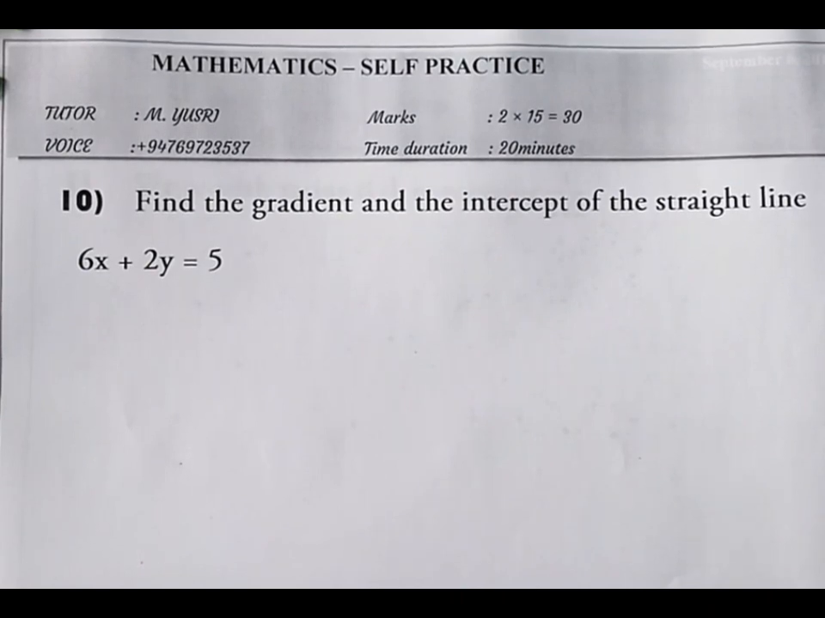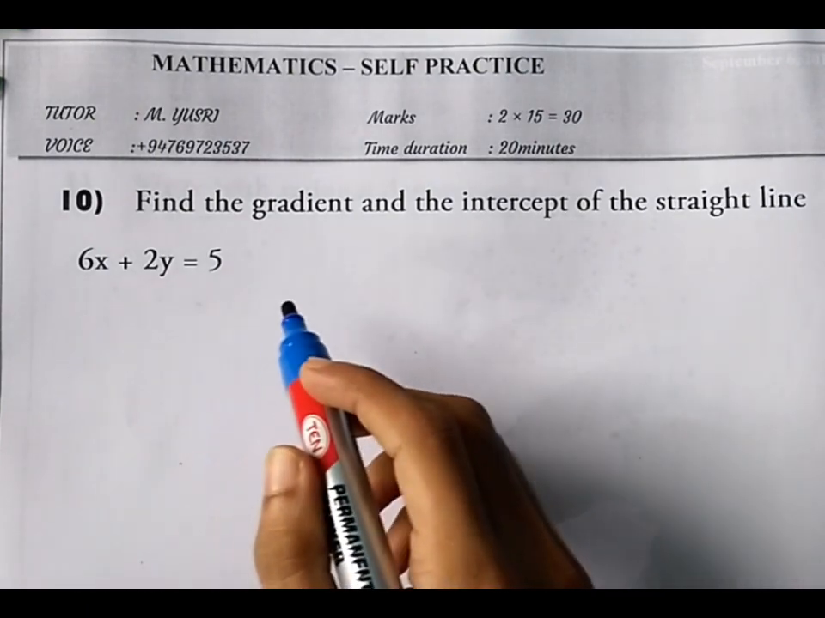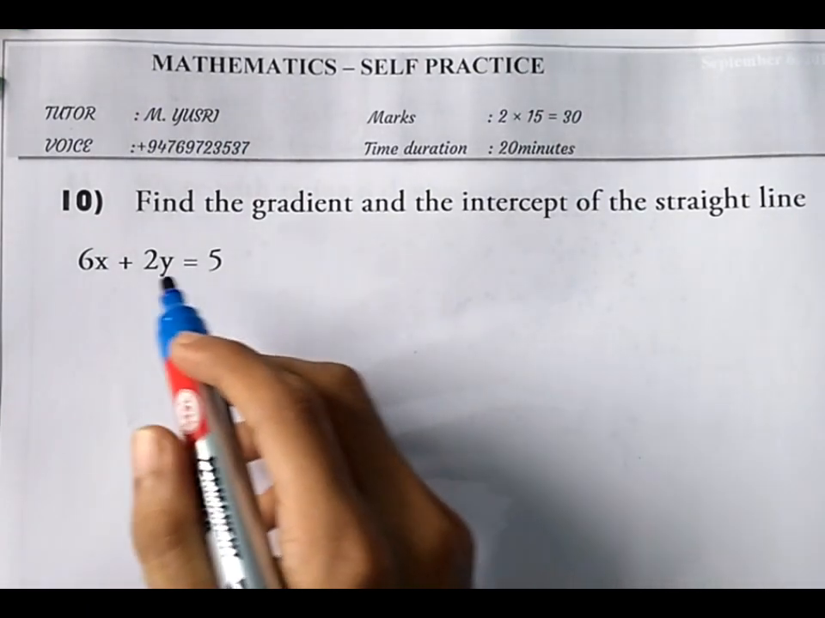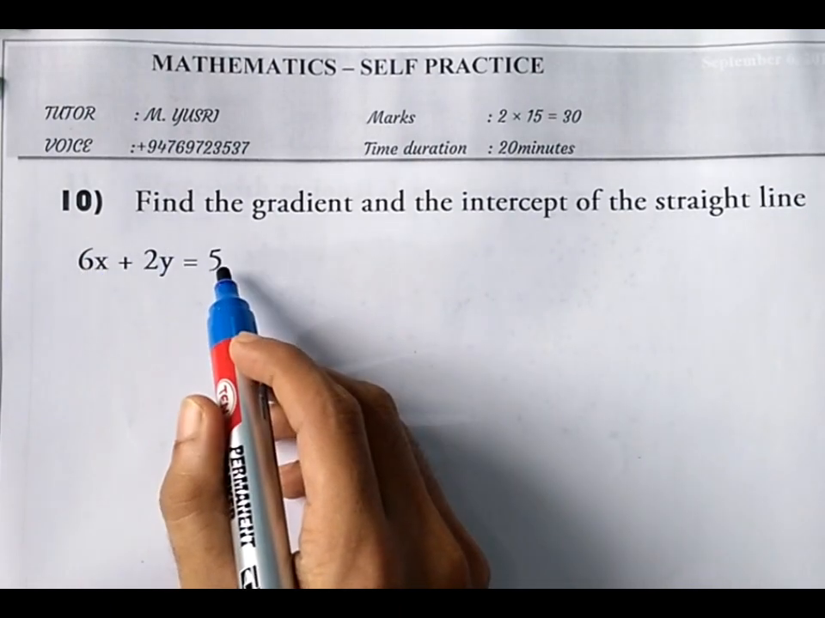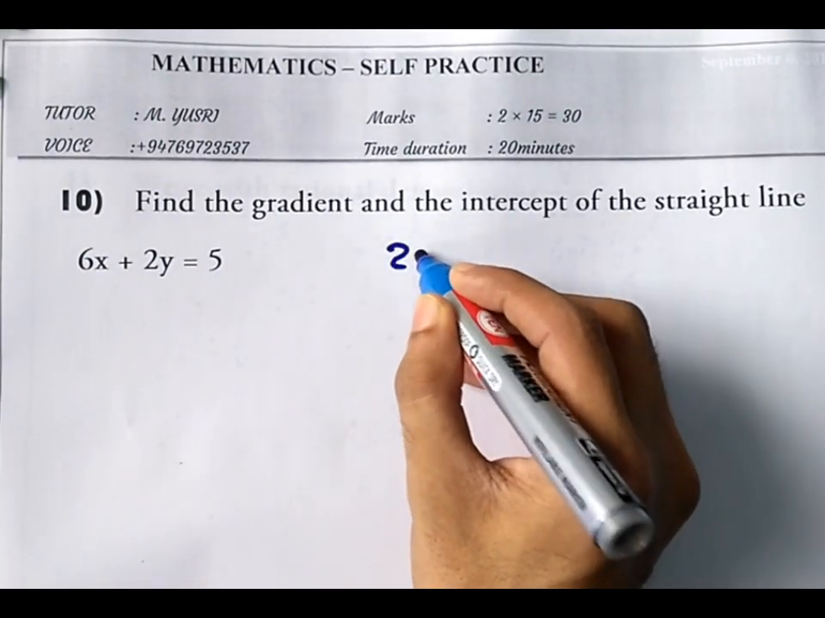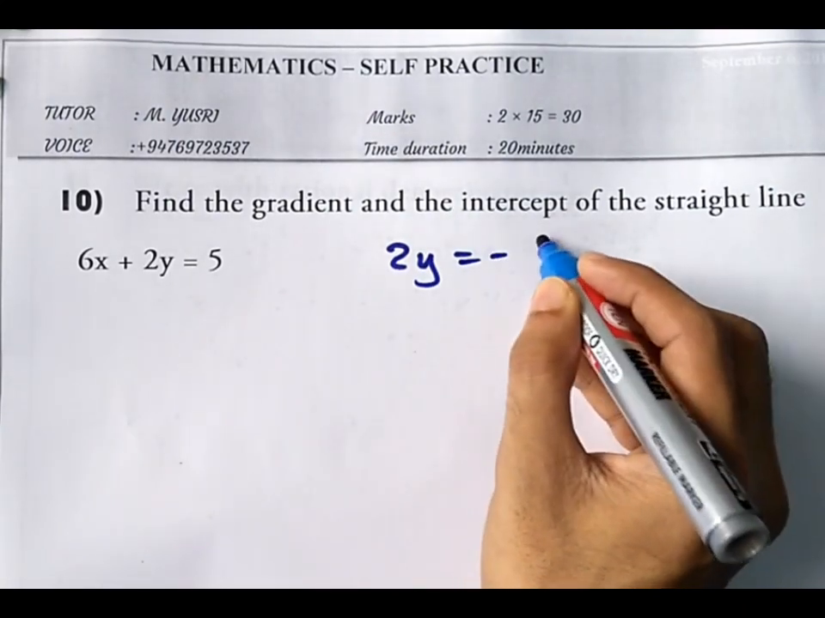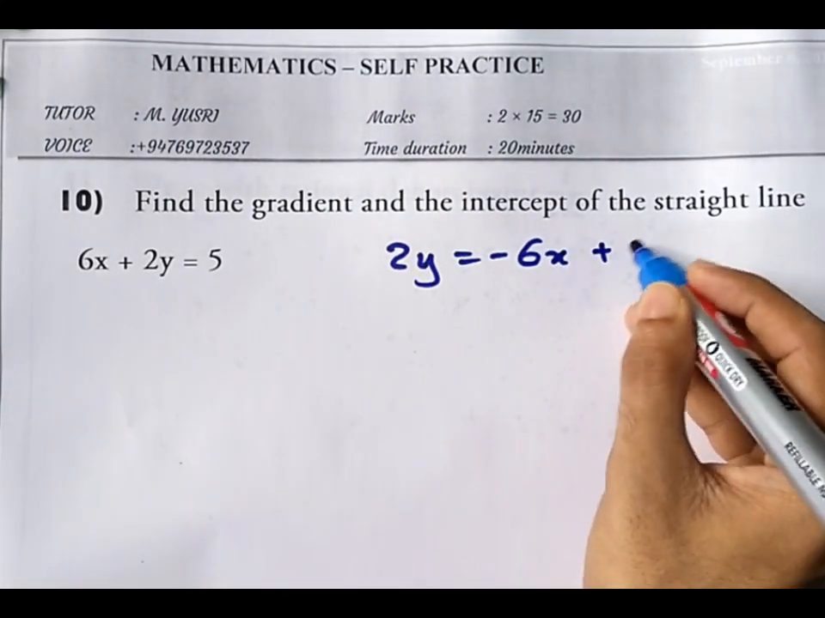They are asking us to find the gradient and the intercept. Before that, we have to subject y. It's a straight line, so it's the formula of a straight line. First of all, we'll subject y. We take plus 6x to the right, then there will be minus 6x. 2y equals minus 6x plus 5.